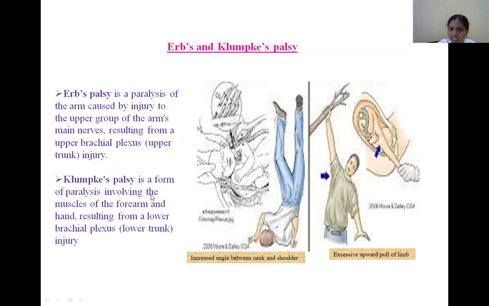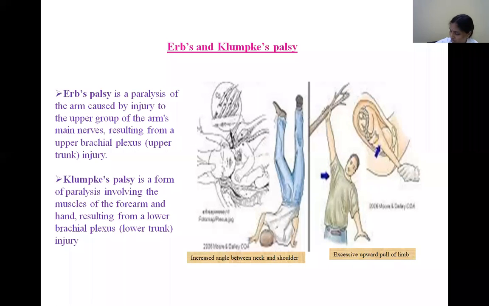This particular C8 and T1 forms the medial cord, as you know. The medial cord's important branches are the medial cutaneous nerve of arm, forearm, ulnar nerve, then medial pectoral nerve, then medial root of median nerve. So what happens? The main flexors of the wrist and the main flexors of the digits are involved. And there is no cutaneous sensation along the forearm.